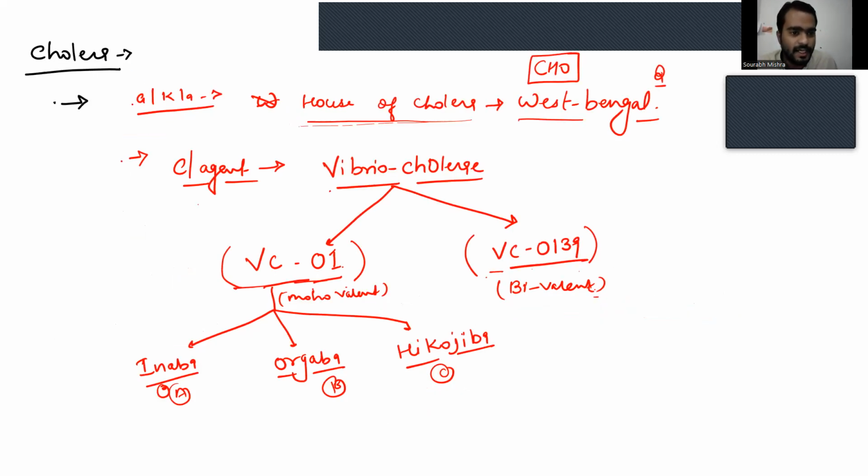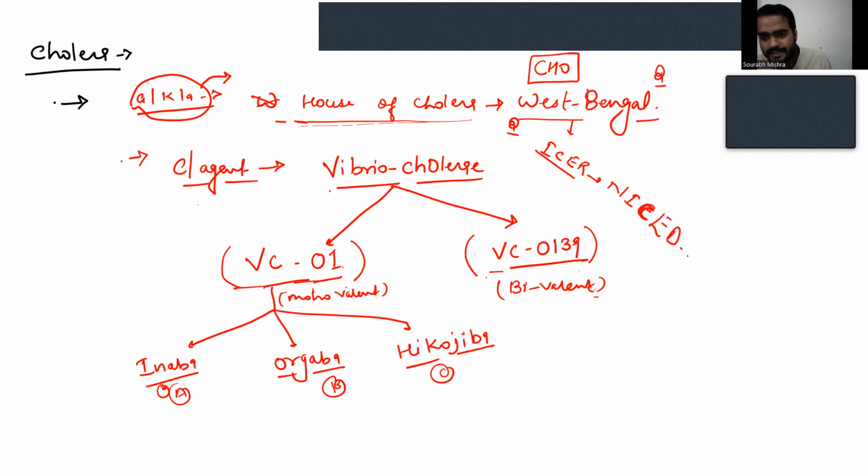First, cholera. Cholera is also known as the house of cholera, in West Bengal. Because in West Bengal the number of cases of cholera is more, under ICMR the National Institute of Cholera and Enteric Diseases was established in Kolkata.